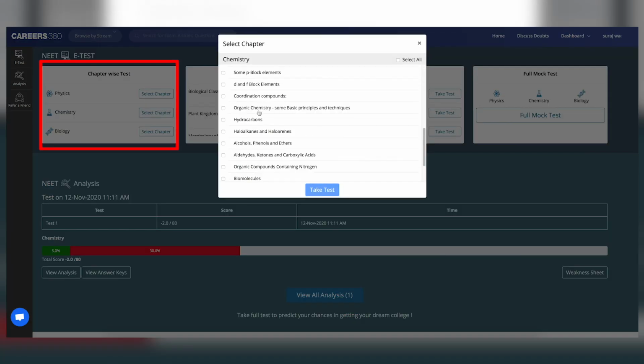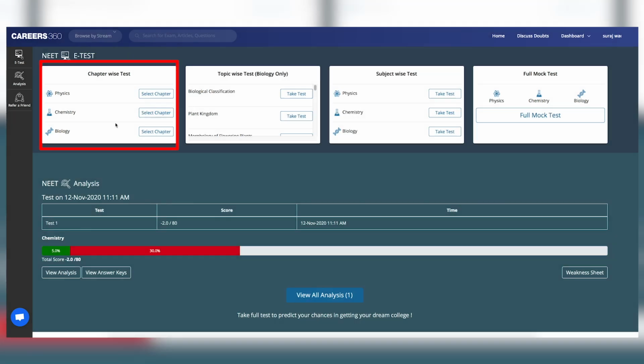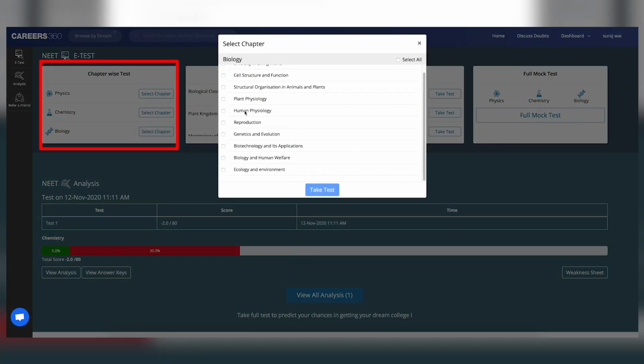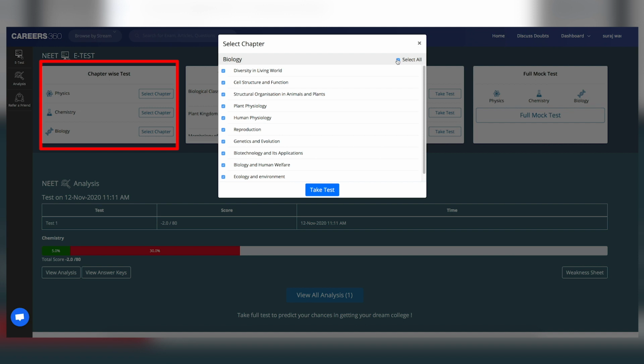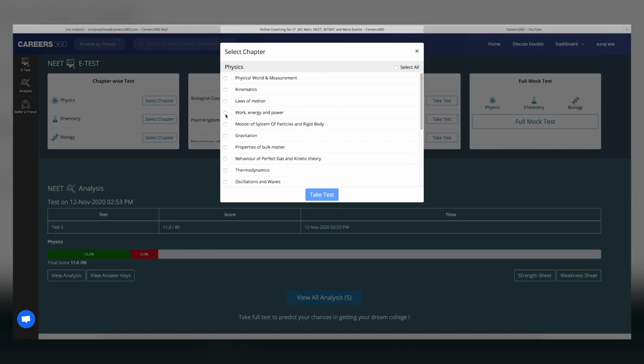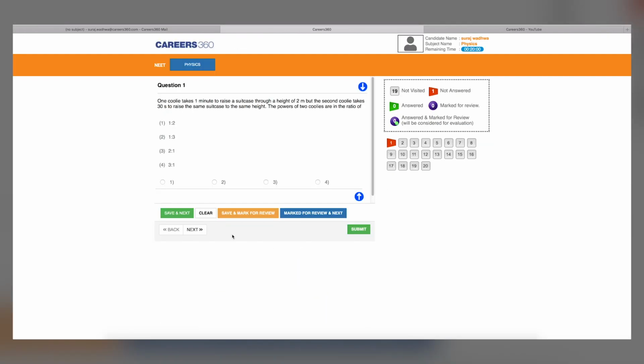There are unlimited Chapterwise Mock Tests which you can take individually or can club 2 to 3 chapters to assess your preparation. Each test is designed in the NEET pattern to make you acquainted with the format of the exam.